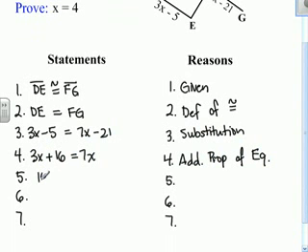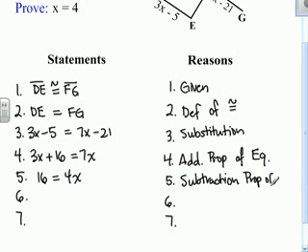Okay, and now I'm going to write 16 equals 4x. So you got to say again, what happened? What happened to both sides of the equal sign? I subtracted 3x. So that's our subtraction property. And now I have 4 equals x, and you've probably already figured out that would be division.